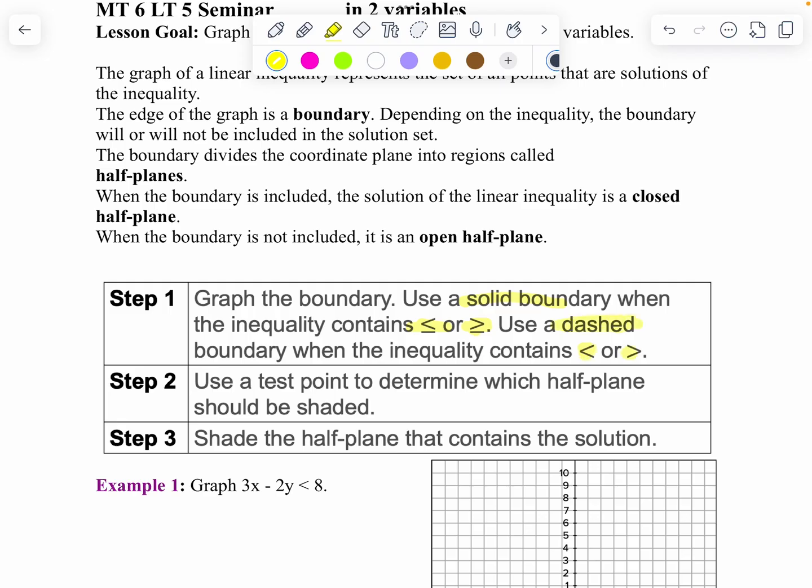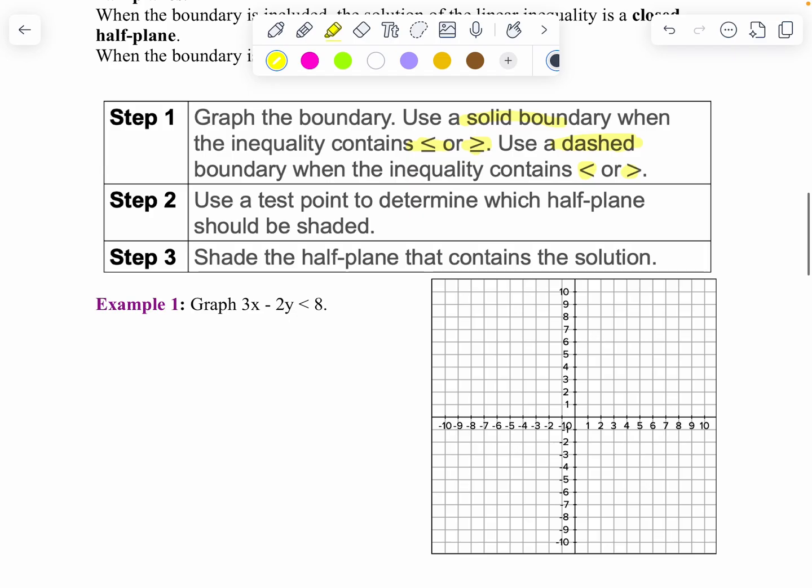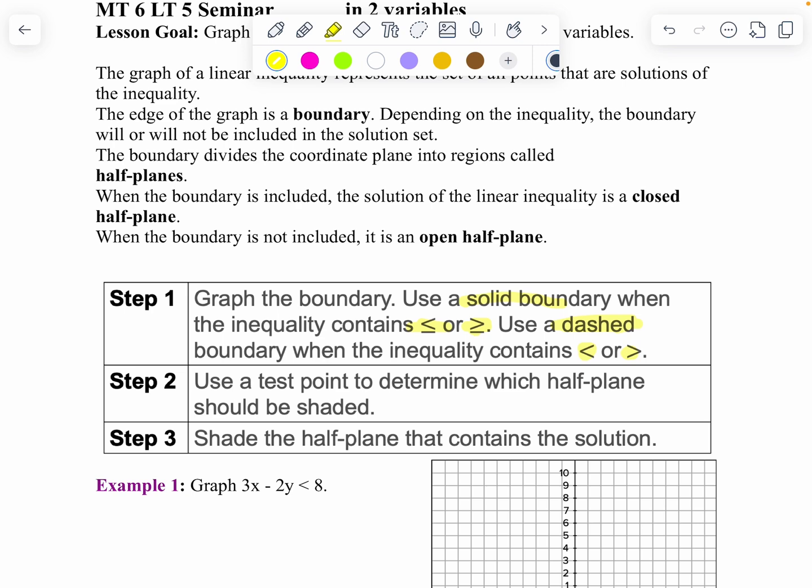And then we'll use a test point to determine which, since it's an inequality, which side is true, which side is false. We're going to shade the side that's true. And so let's go through step one at a time.